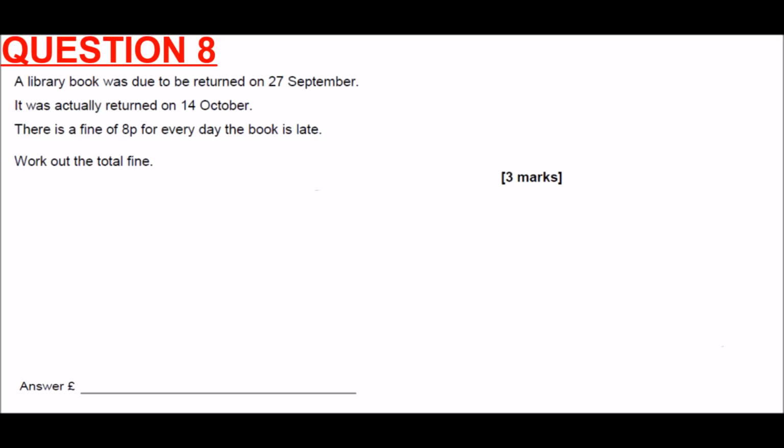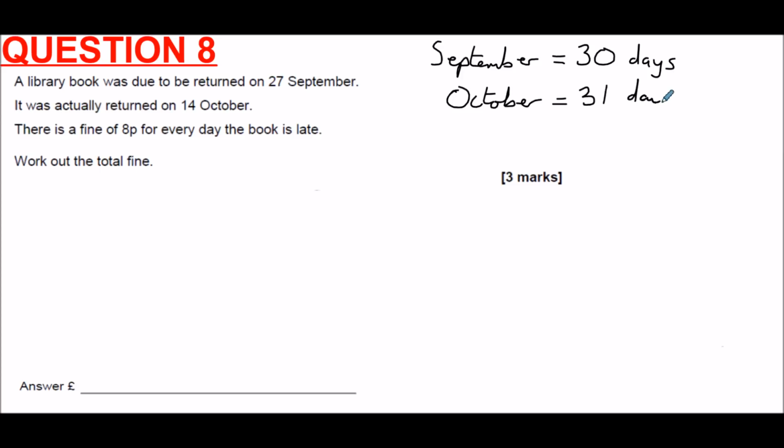And so September has 30 days, whereas October has 31 days. So you need to know this bit of information for this question.